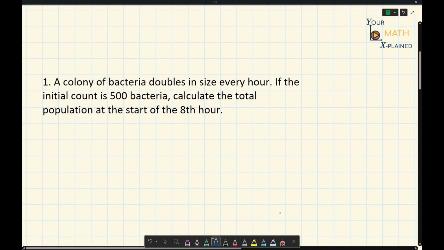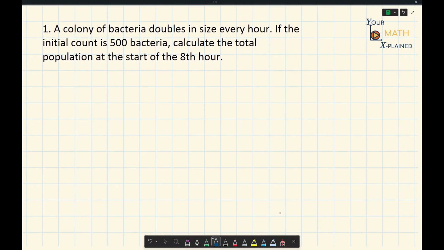So let's go ahead and take a look at an example. We have a colony of bacteria that doubles in size every hour. So what that tells us is the common ratio is equal to 2, because we multiply the size by 2 every hour. Now the initial count is 500 bacteria, so that means our first term is going to be 500. And it's asking us to calculate the total population at the start of the 8th hour. So that tells us n is going to be equal to 8.